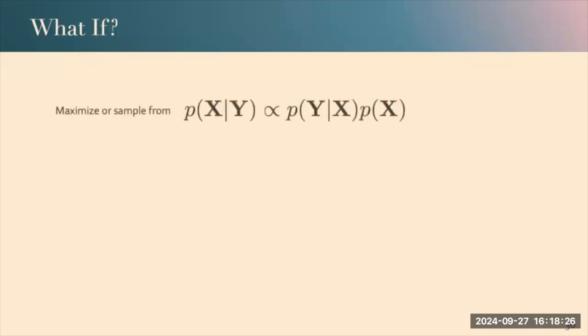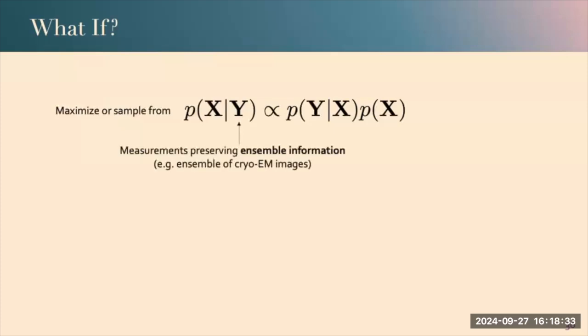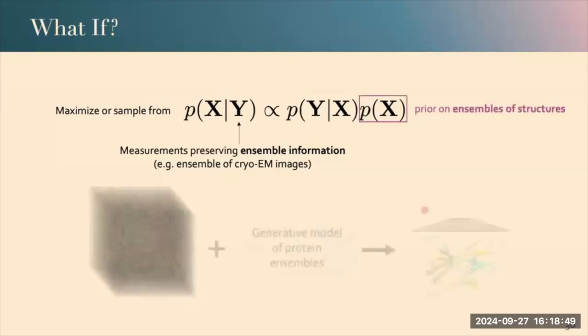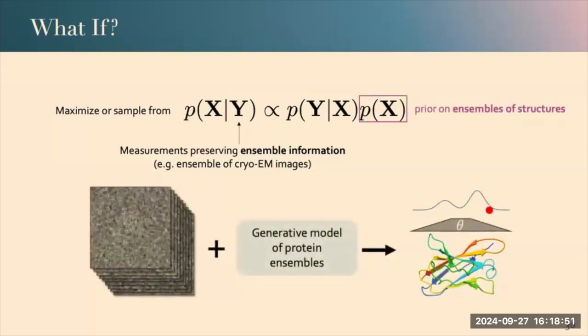But just connecting to the rest of the presentation, what if we had such a model? Well, we could broaden the scope of those MAP estimation problems and essentially transfer the solution space to the space of ensembles of structure. If we have a measurement process that preserves in some way the ensemble information, but this is the case, for example, for cryo-EM images. And now here, the prior would be directly a prior on ensembles of structure. And we could think of a method that would take a stack of cryo-EM images and a generative model over protein ensembles and output an ensemble of structure, not a single structure.